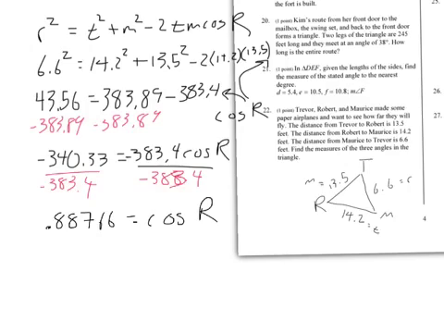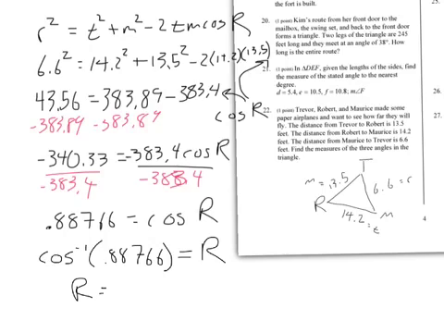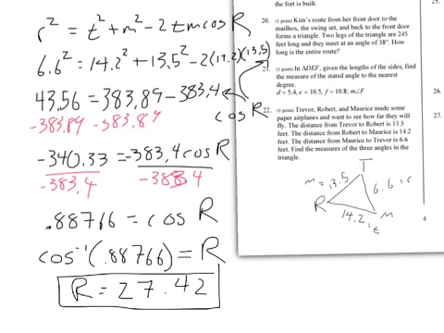Okay, the last thing here is we need to take the arc cosine of both sides to get r all by itself. So we have the arc cosine of 0.88766 equals r. Plug that into my calculator, inverse cosine of all of that, and I get that r is 27.42. Okay, all of that just to find r. So there's angle r.